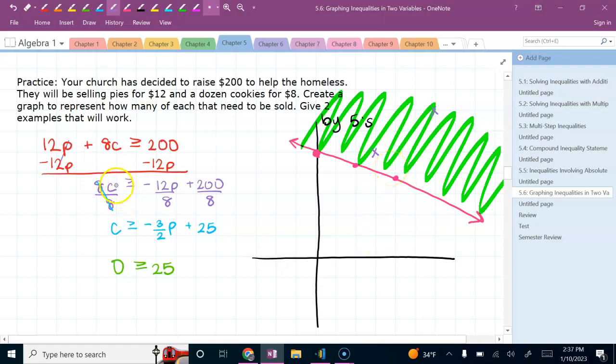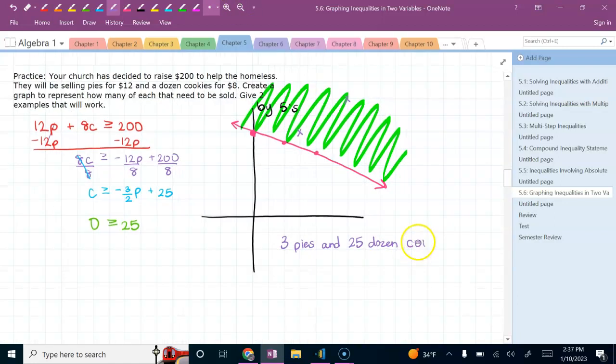Now, my C, that's what I'm pretending to be the Y right now. So that would be my dozen cookies. So I would need to sell 3 pies. And, what did I say? 5, 10, 15, 20, 25 dozen cookies. There would be 1 solution. And for this other one that I put over here, that's going over 1, 2, 3, 4, 5, 6. So I could sell 6 pies. And that's going up 5, 10, 15, 20, 25, 30, 35 dozen cookies.